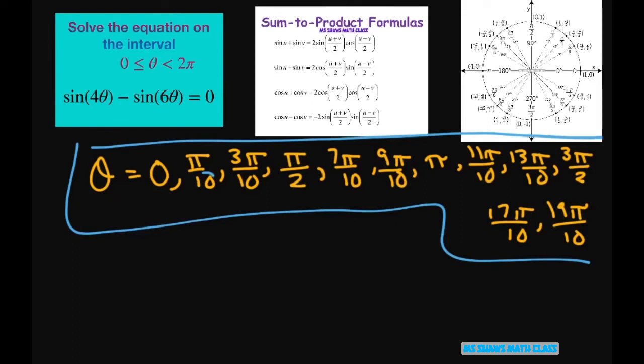That's what happens when this denominator gets bigger: the bigger this denominator, the more solutions you're going to have over the interval from 0 to 2 pi.